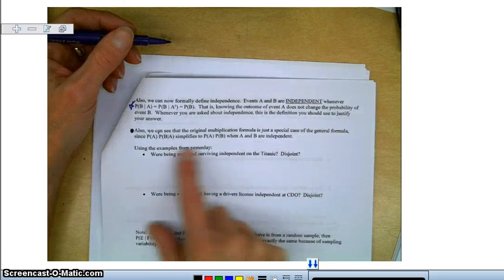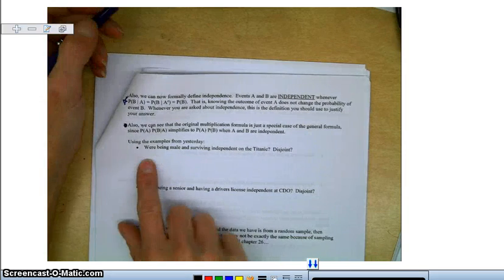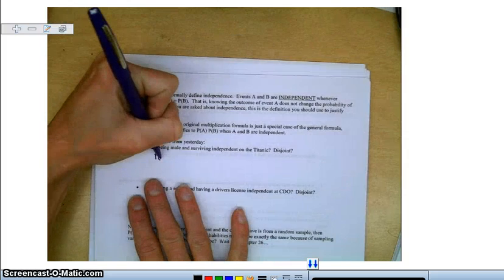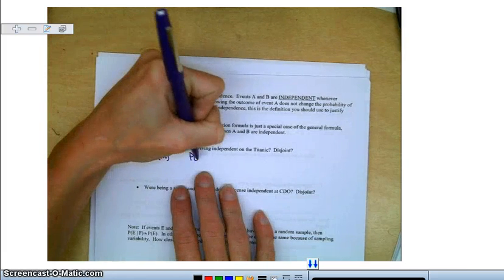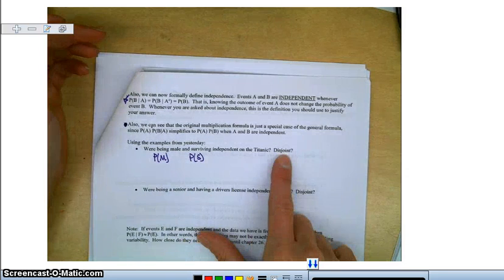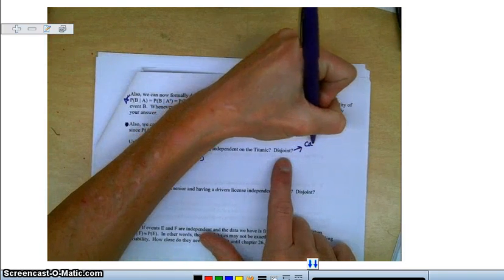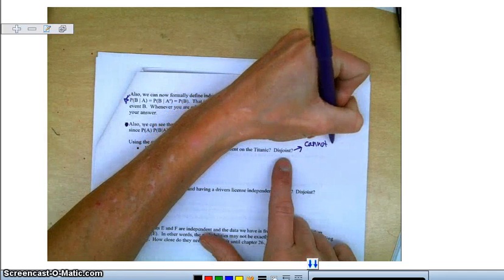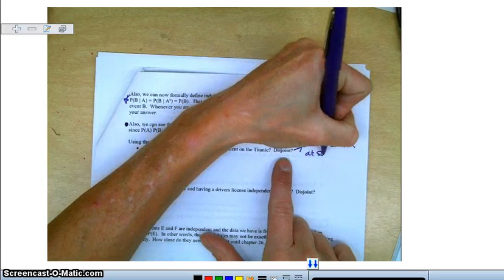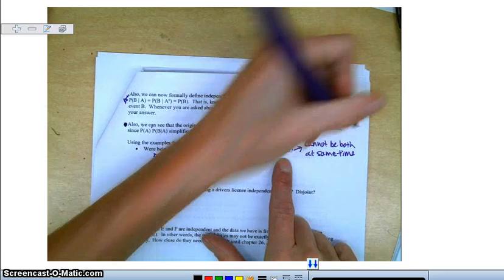So using the examples from yesterday, we want to know, first of all, being a male, probability of being a male, probability of surviving, were they independent on the Titanic? And then, well, we'll talk about disjoint first. So disjoint means you cannot be both at the same time. Okay, that's what it is to be disjoint, it means you're not both at the same time.